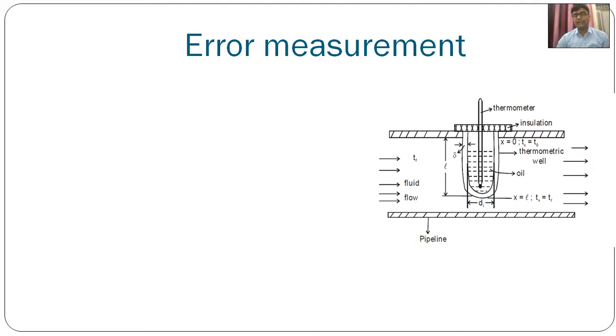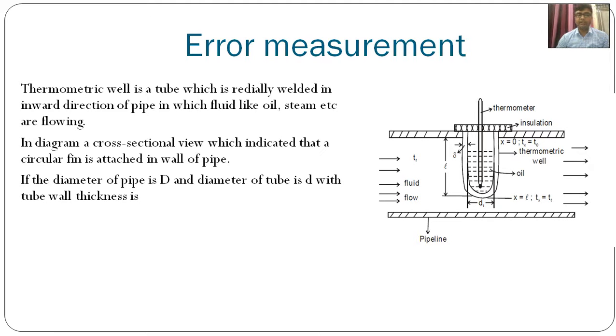So actually this error measurement is required when we are considering a thermometric well. What is the thermometric well? Thermometric well is a tube which is radially welded in inward direction of pipe in which fluid like oil, steam, etc. are flowing. Now if you observe my cursor, this is the pipe, and in this pipe there is a tube, clear, and this tube is made of some metal, not a glass. It's made of a metal, and it is radially inward welded with the pipe.